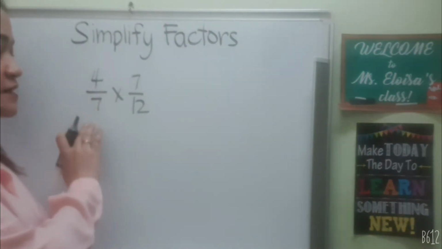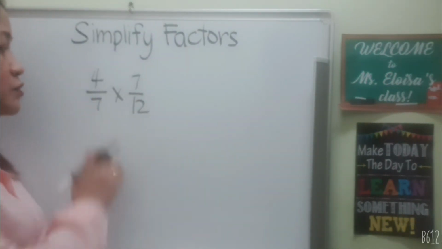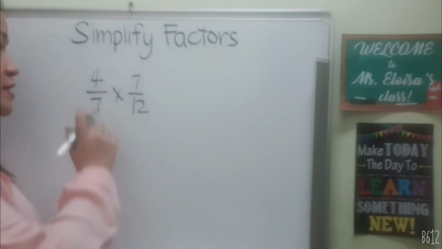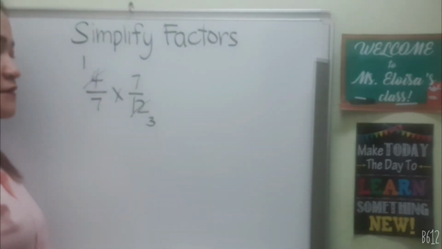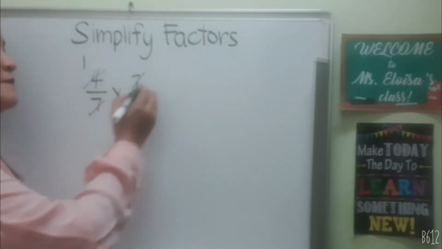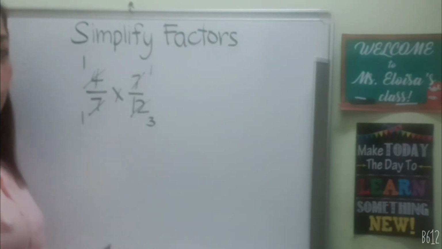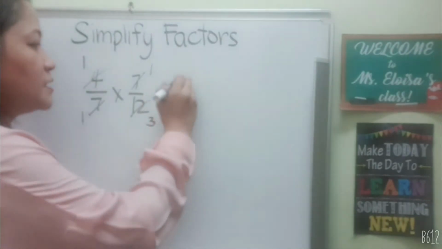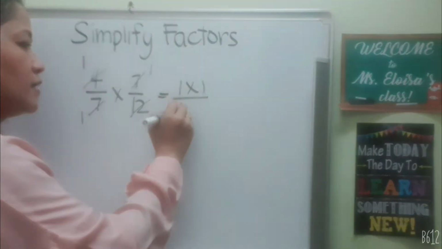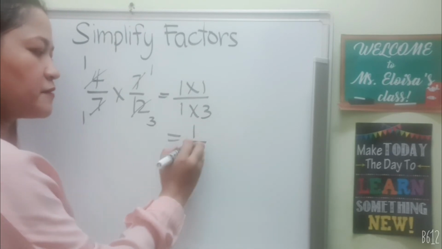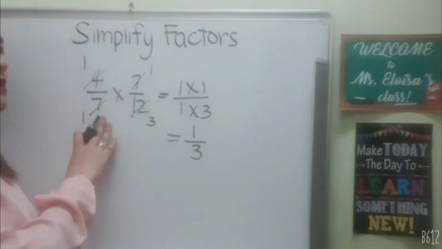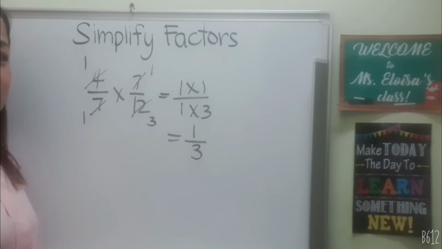Next, 4/7 times 7/12. So 4 and 12, common factor is 4. This will be 1 and this will be 3. 7 and 7, of course, they will both be 1. Then we have 1 times 1 over 1 times 3. 1 times 1 is 1 and 1 times 3 is 3. So 4/7 times 7/12 is 1/3.